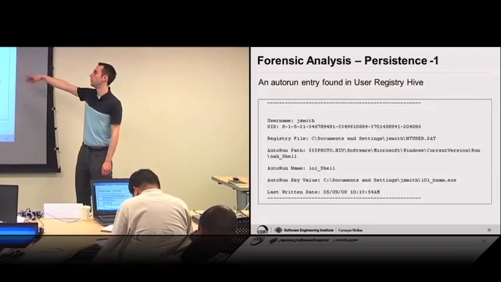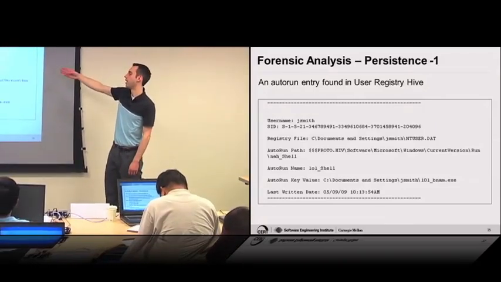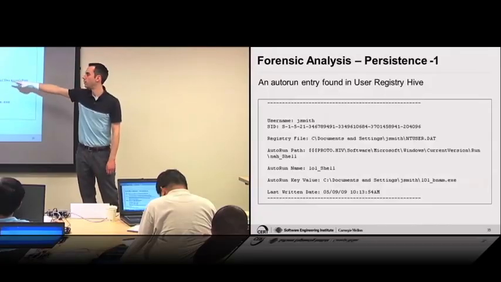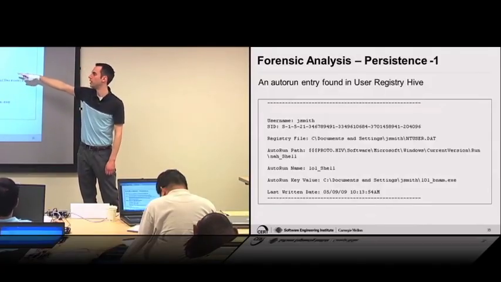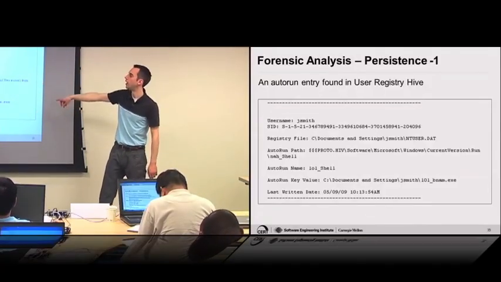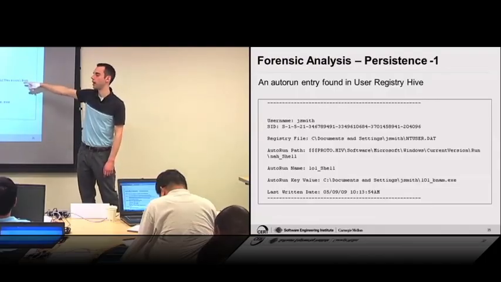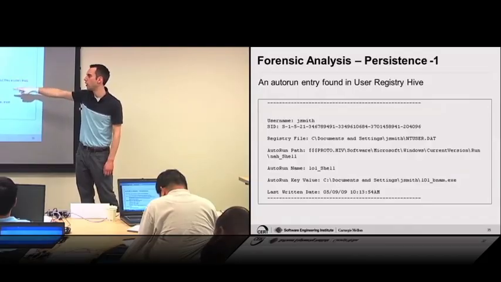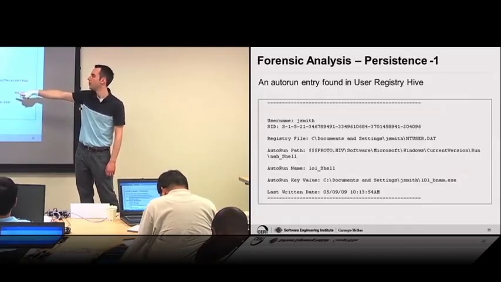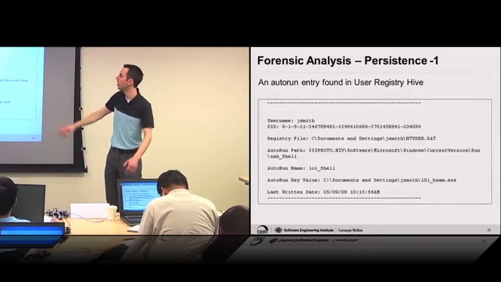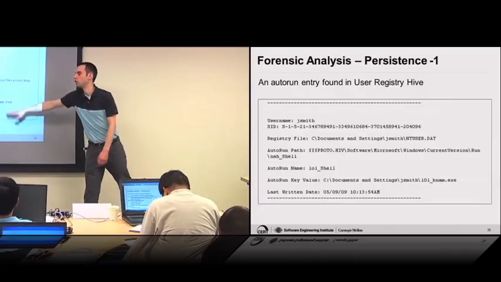So here's an example output from the script that I wrote, where you have the user ID, in this case it's J. Smith. The registry file happens to be a user auto run key. It's running the NaH shell, which is the name of the value. The auto run name is LOL shell for some reason. And it's running this executable, right?